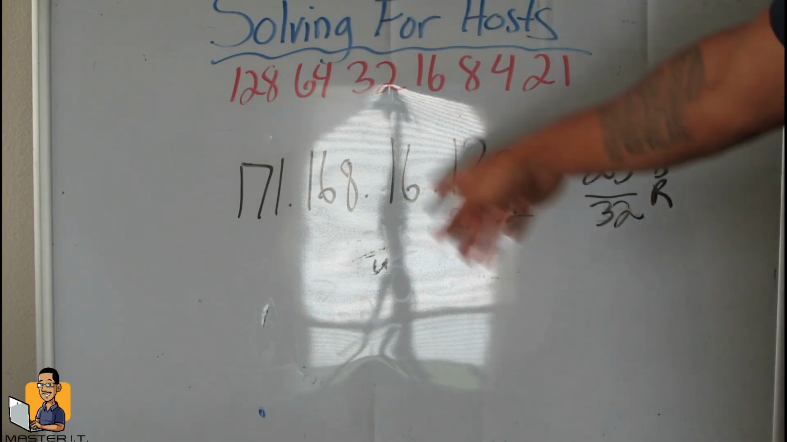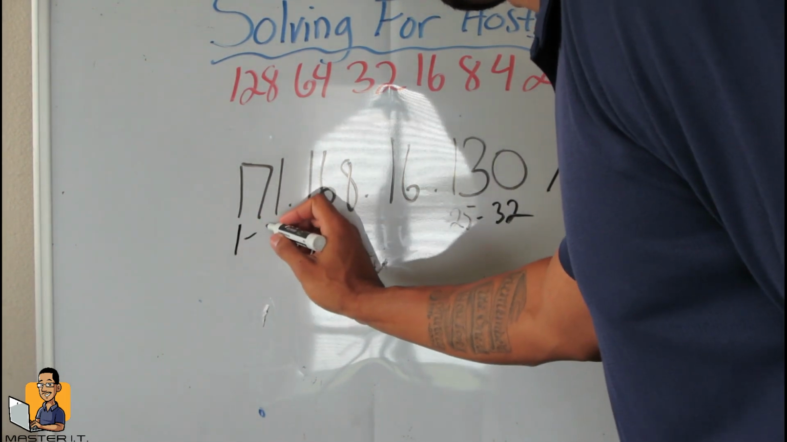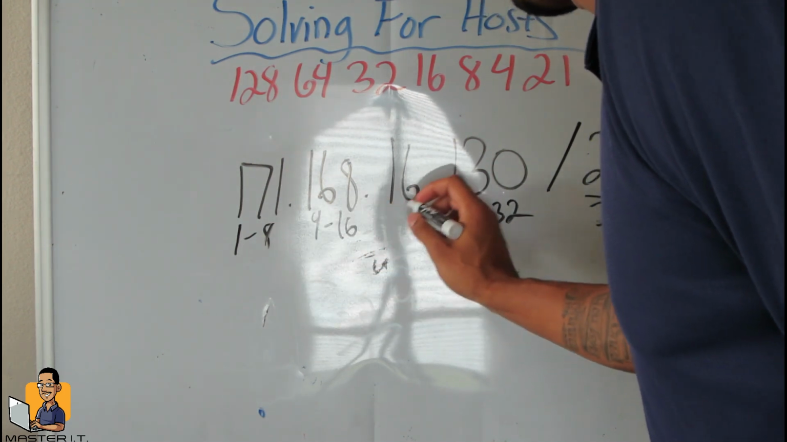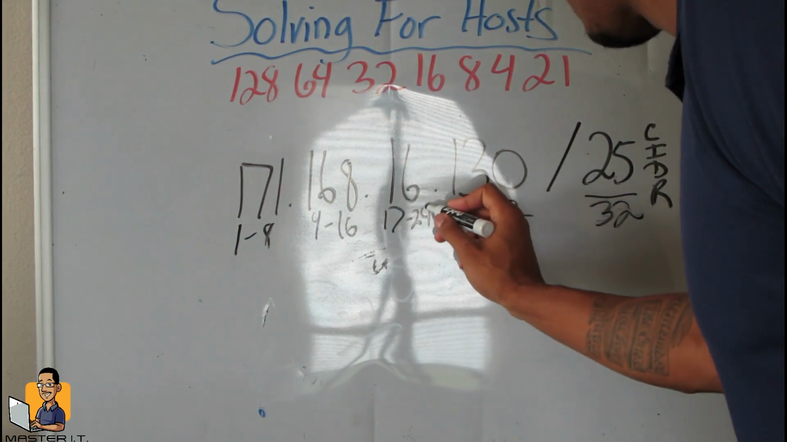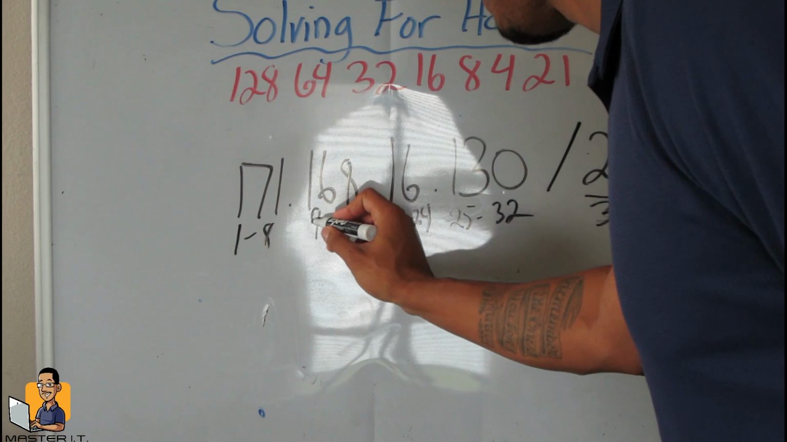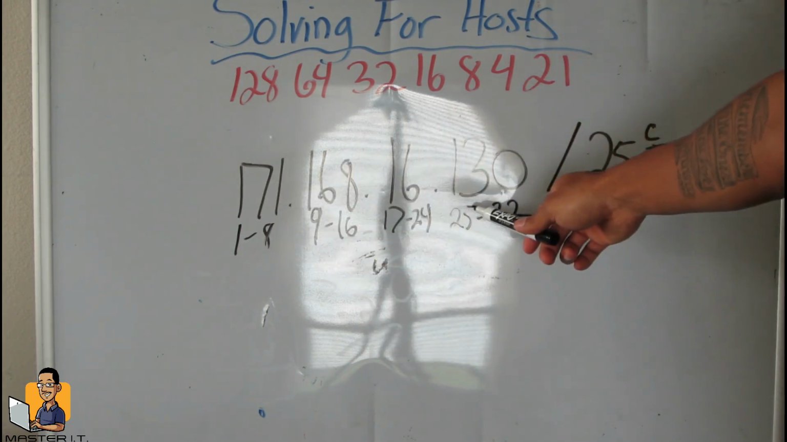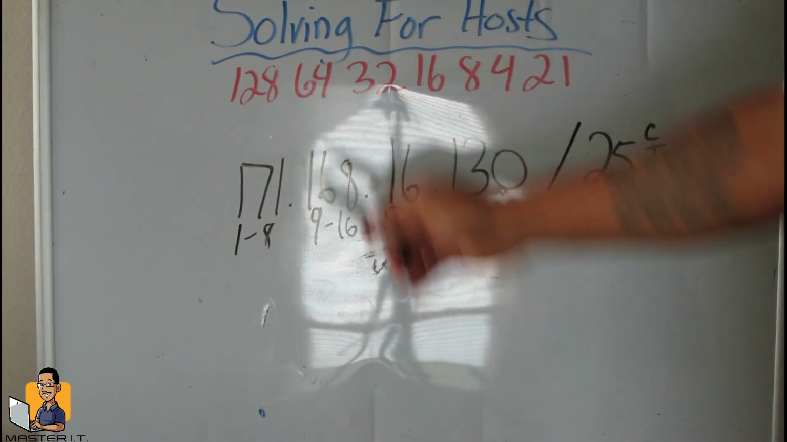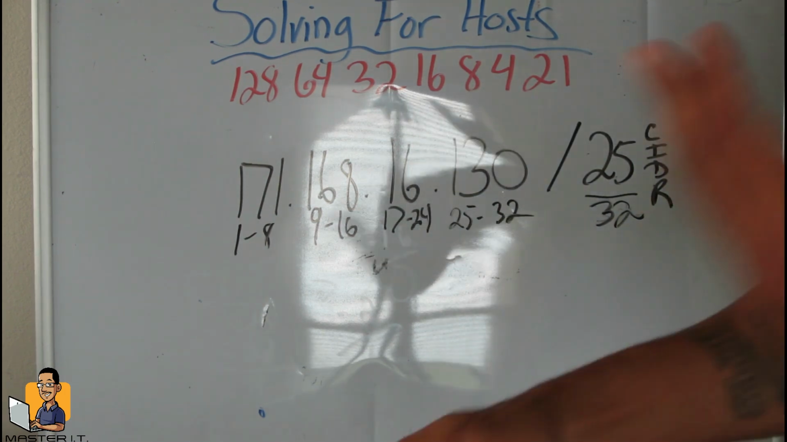25th bit value. For example, the first octet is 1 to 8. Second octet, 9 to 16. Third octet, 17 through 24. So if we're looking at this, to keep things super simple, the 25th bit value is going to be the first bit, 128. The 26th bit value is 64. The 27th bit value is going to be 32. You following me? You getting it?